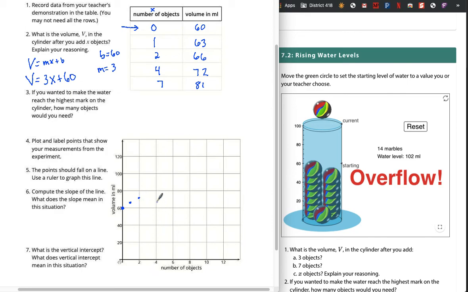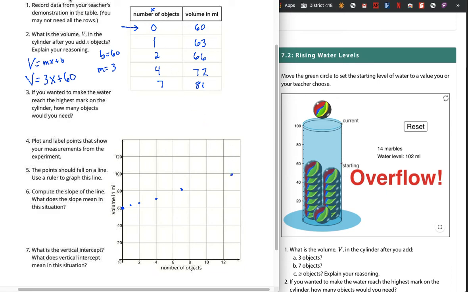I did 4, 72. Oh, wait a minute. No, I'm doing that. I thought that went up by 10. So, oh, don't do that. Sorry about that. I was going up a little too fast on my graph here. 66 would be right about there. 72 would be just past halfway on that. I got to 7 at 81, just past that line. And then I know at 13 was 99, so right about there.